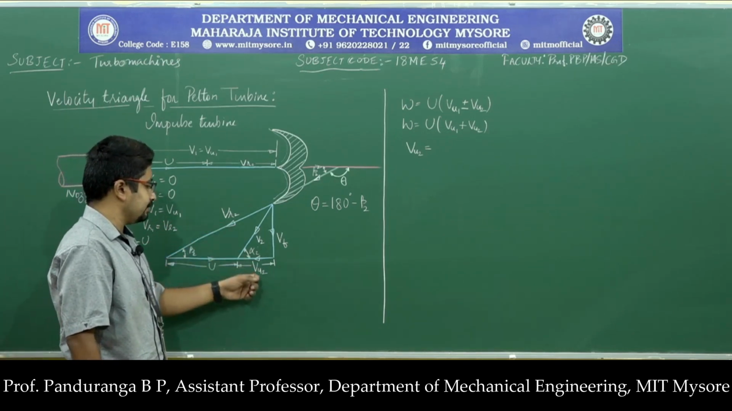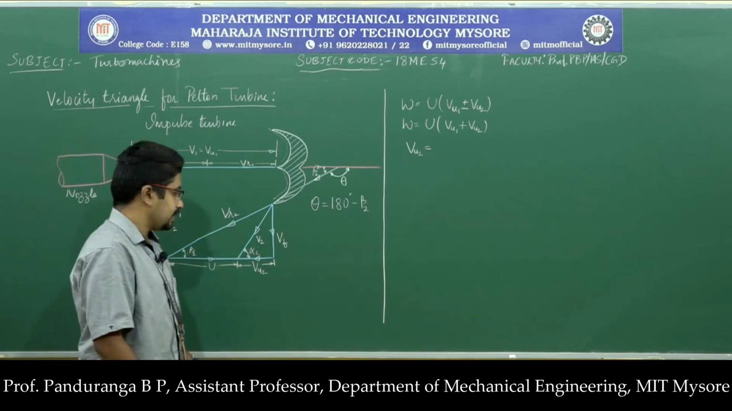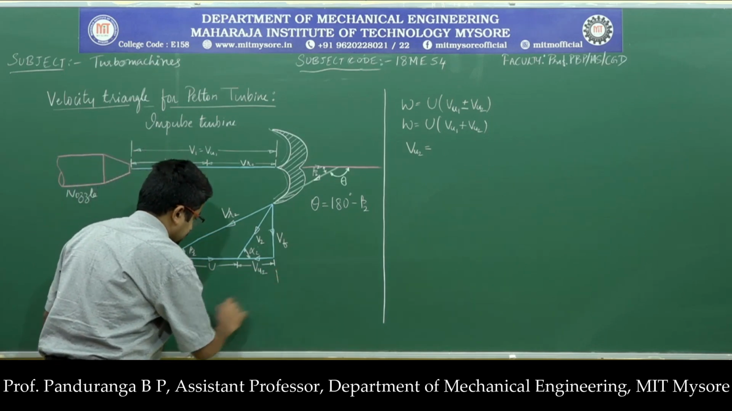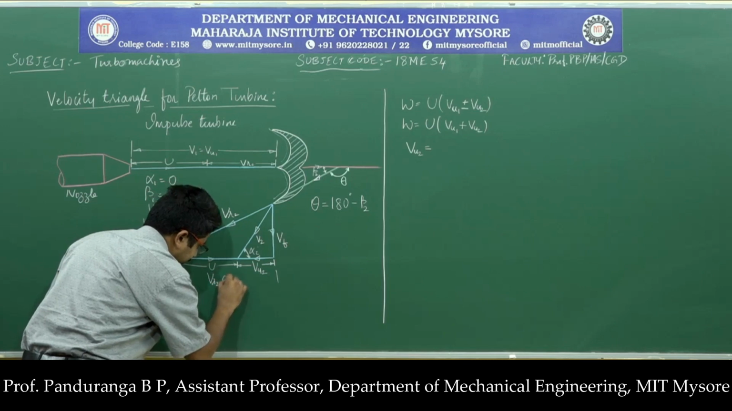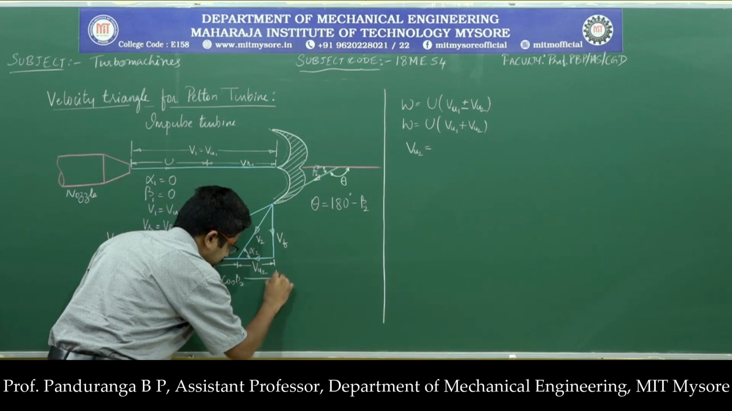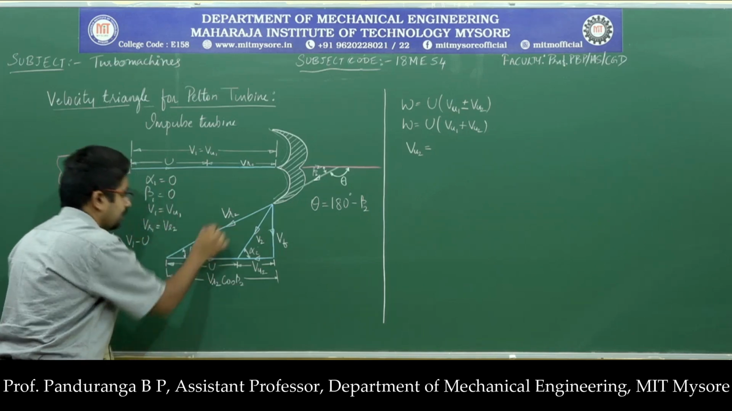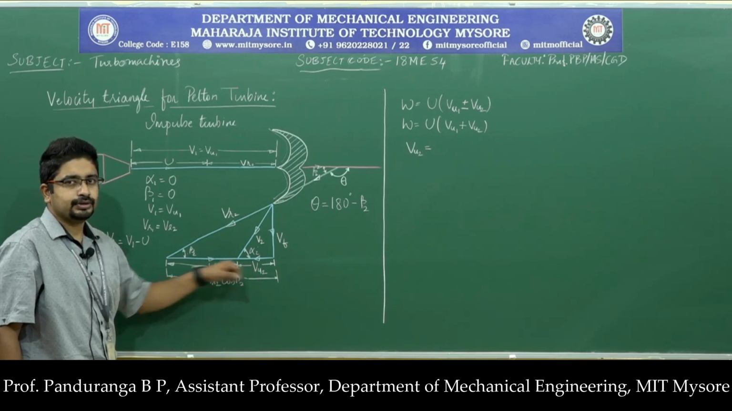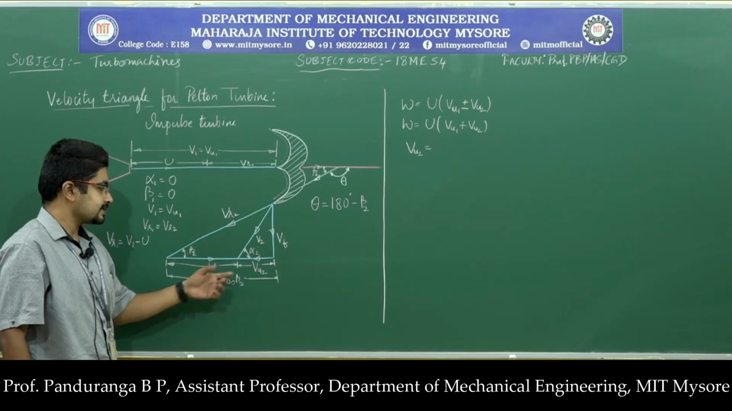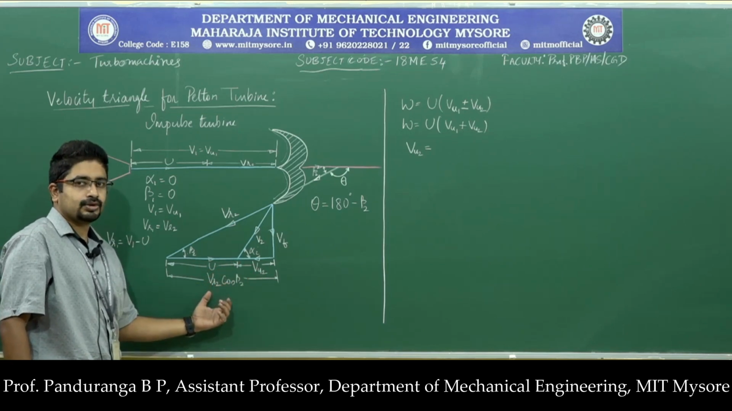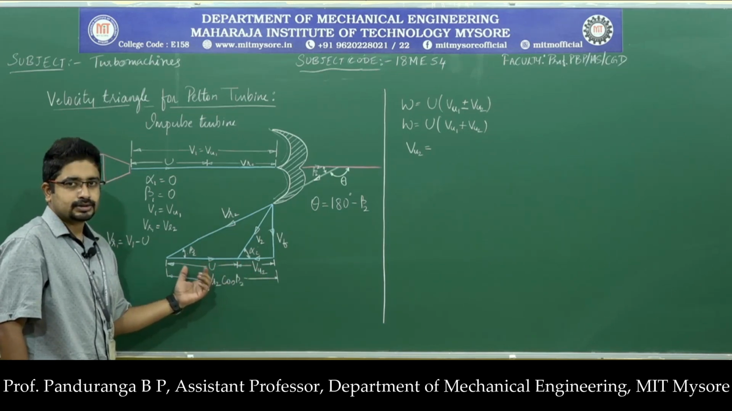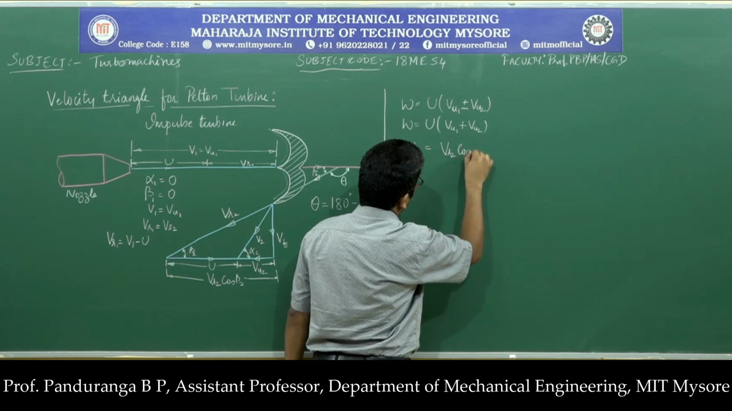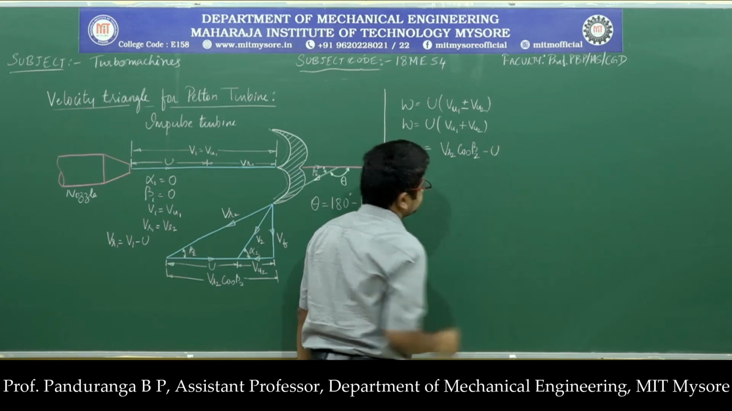So if I have to represent Vu2 in terms of VR2, then I can write that as, this entire length from here till here, I can write it as VR2 cos beta 2, because that is the horizontal component of VR2. Okay, so now I can relate Vu2 to VR2 as Vu2 will be equal to VR2 cos beta 2 minus U. So I'll write it as Vu2 will be equal to VR2 cos beta 2 minus U.